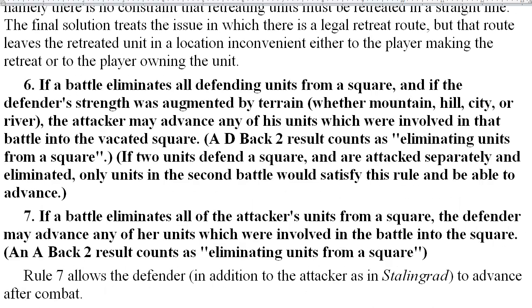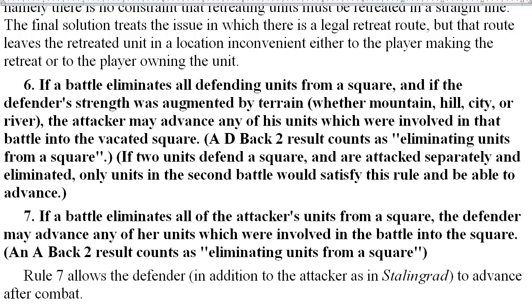If a battle eliminates every defending unit in a square, and if the defender was strengthened by terrain, there could be a mountain, a hill, a city, or a river, all of which strengthen the defender, any of the units that were attacking and made the attack that cleared the square may advance into the vacated square. A D-back 2 causing the enemy units to retreat counts as removing all units from the square.